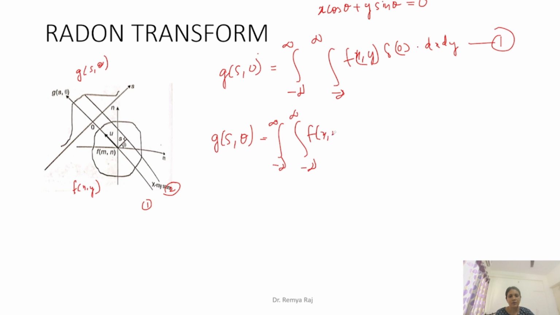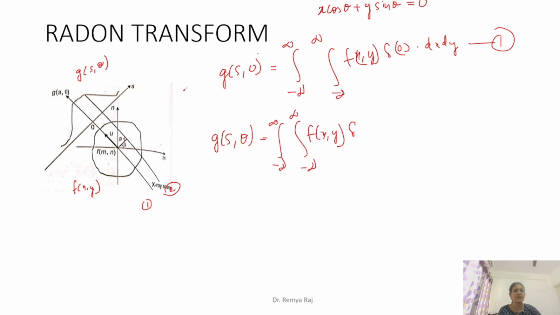f of x comma y multiplied by del of x cos theta plus y sin theta, as it is passing from the origin with the distance s. So how can we write this?